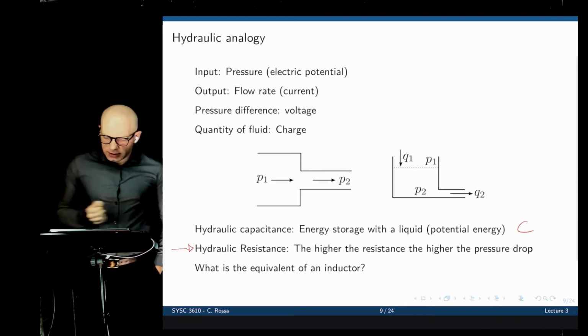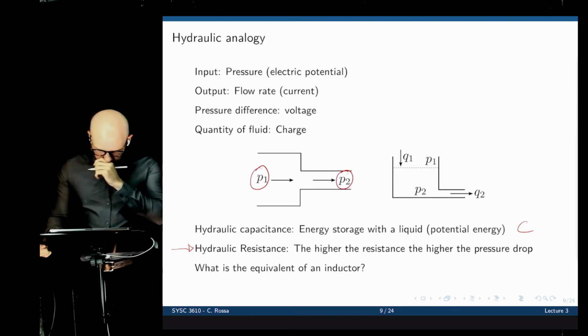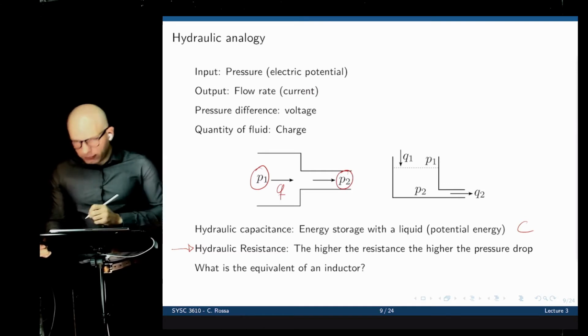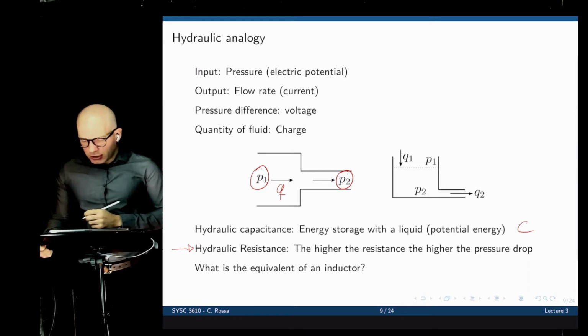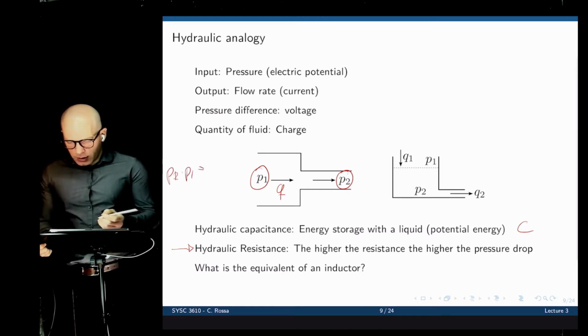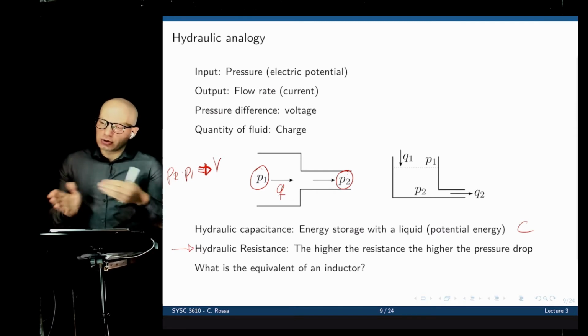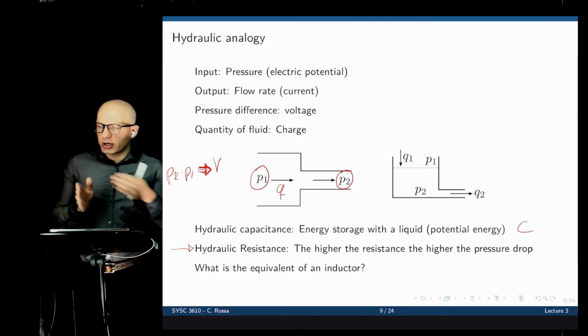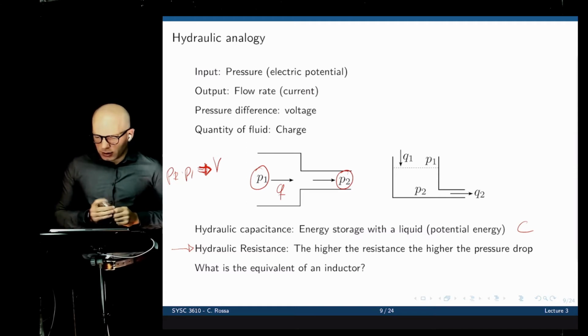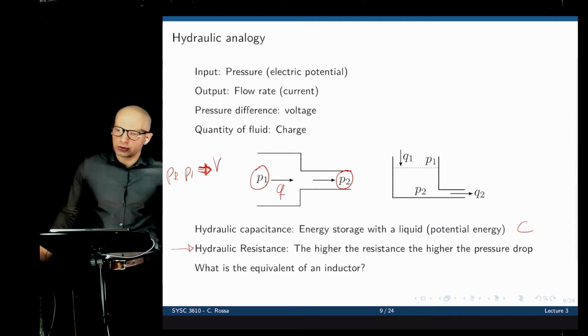So let's summarize this. If we have two pressures here, pressure 1 and pressure 2, this pressure creates a flow rate. Right? The pressure drop is the voltage difference. So P2 minus P1 would be the equivalent to the voltage, the pressure drop, the same way that the difference in electric potential is the voltage. The difference in pressure is the equivalent to the voltage here. That is what pushes fluid through the system.